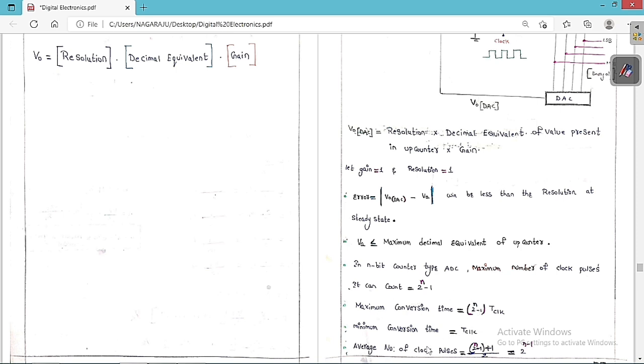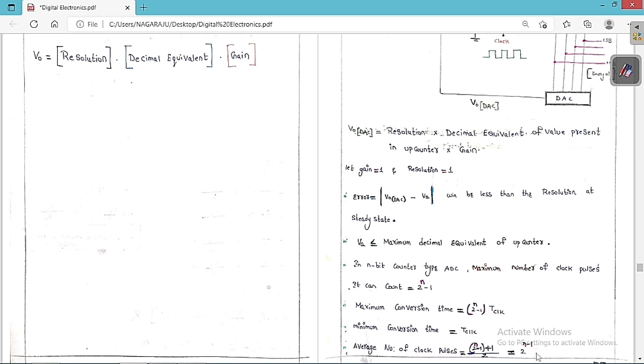So what is the average number of clock pulses? Just take the average of these two values. So 2 to the power of n minus 1 plus 1, divided by 2, is nothing but 2 to the power of n minus 1 we are going to get, since plus and minus 1 cancel. So this average number of clock pulses is what we use to detect the analog input. This is called the average number of clock pulses, which is equal to 2 to the power of n minus 1.